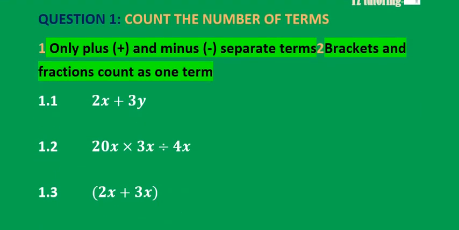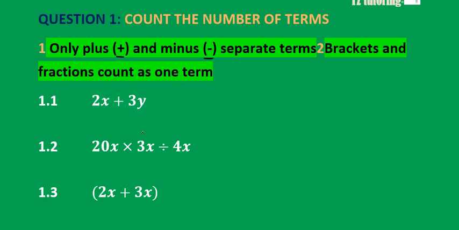For question 1, you are asked to count the number of terms, and when you're counting the number of terms, you need to remember that only plus and minus can separate terms. Multiplication and division cannot separate terms. And you also need to remember that fractions count as one term and brackets also count as one term. So let's put that to some application.